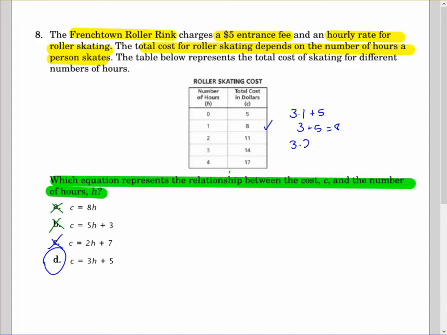3 times 2 plus 5, 6 plus 5 should be 11. Yep, that checks out. So when you try these out, it all works. All right, let's move on to the next one.